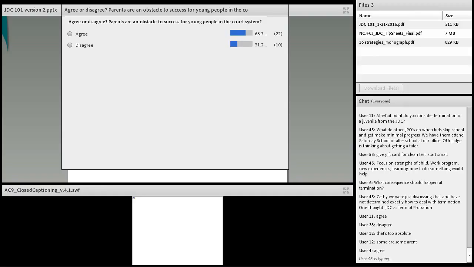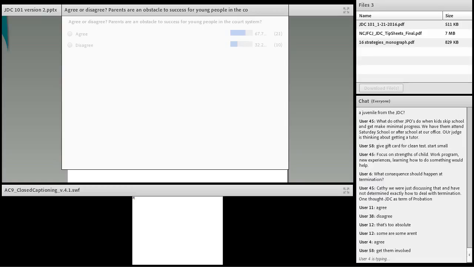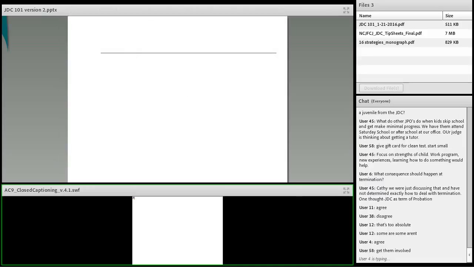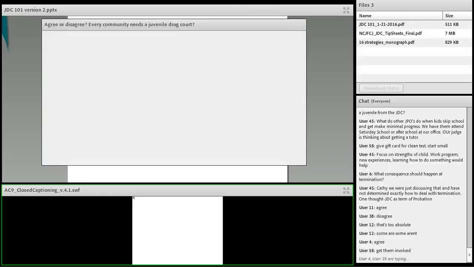I always say it's the rule of threes. About a third of your parents are going to engage basically immediately. Right, they're going to say, oh my gosh, I can't believe my kid has this problem, and what can I do to help her get better? And then a third are going to be reluctant but will eventually engage with the court. And that last third might never engage with the court. The real challenge is that we don't know which category a family falls into when we first meet them. And so the engagement strategies really need to be very broad.